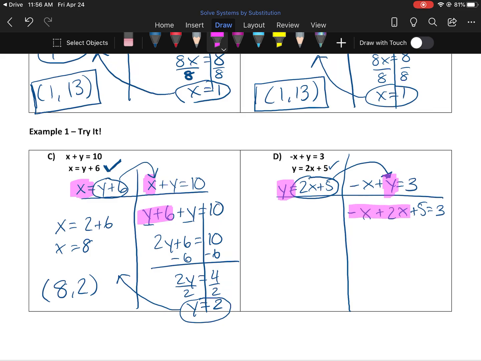Okay, I'll highlight this in purple. All of this is the same. And now I'm just solving my equation. Definitely highlighted the wrong thing. Let's try again. This is what got substituted in. There we go. Negative x plus 2x is a positive 1x. Move the 5 over to the other side.